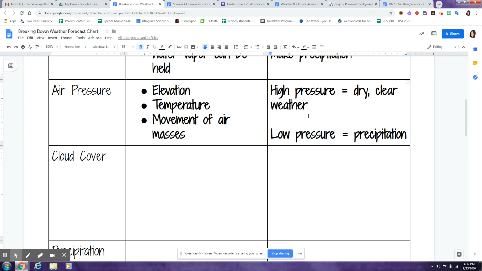So we've talked before that high pressure equals dry, clear weather. This is where we get those, where we call them happy highs. Oops, I can't type.